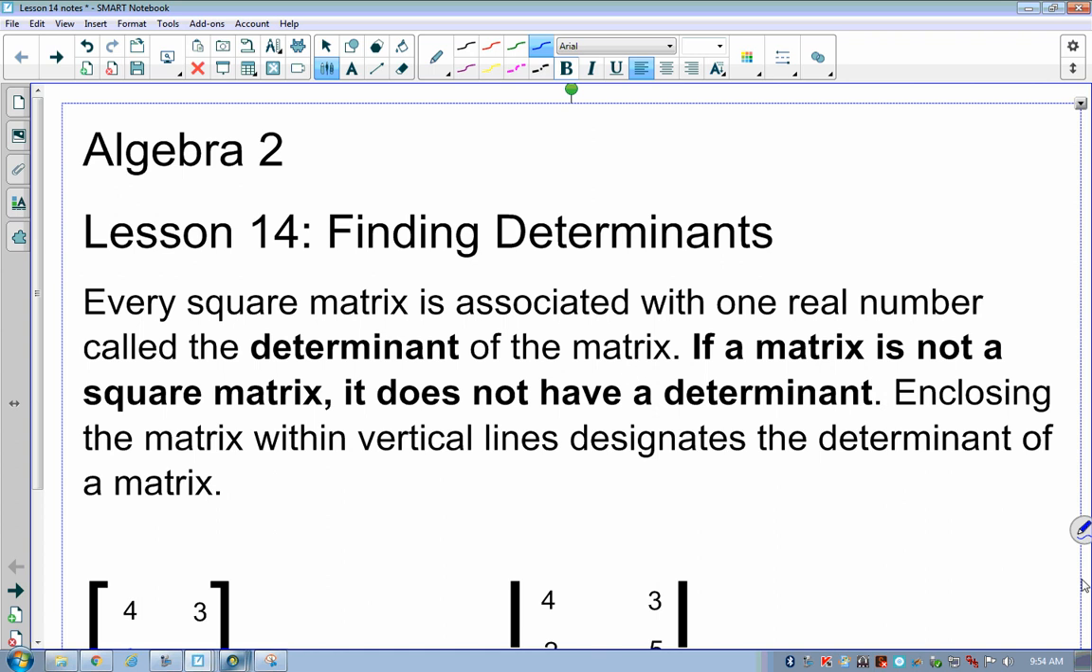Algebra 2, Lesson 14, Finding Determinants. This is something that I want to take my time with because it can be complicated and we can struggle with it. And so I want to take my time going through it.